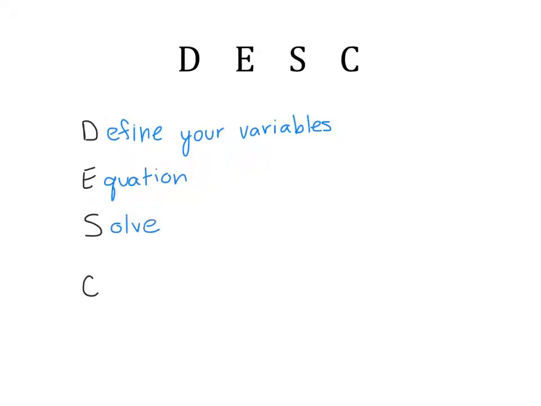So the D in desk is going to stand for define your variables. I want to know in words, what does X represent and what does Y represent in terms of your word problem. The E in desk represents equation because after we define our variables, we're going to make an equation. Then we're going to do the S, which is to solve. So we're going to solve our equation for whatever they're asking for.